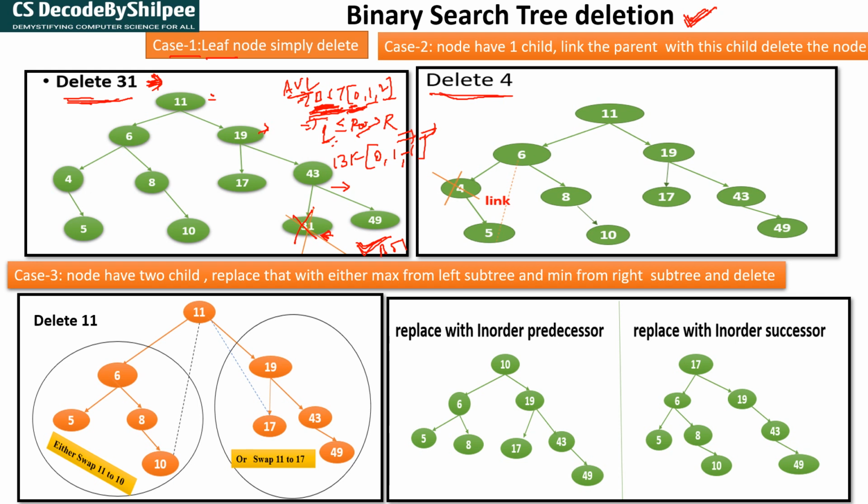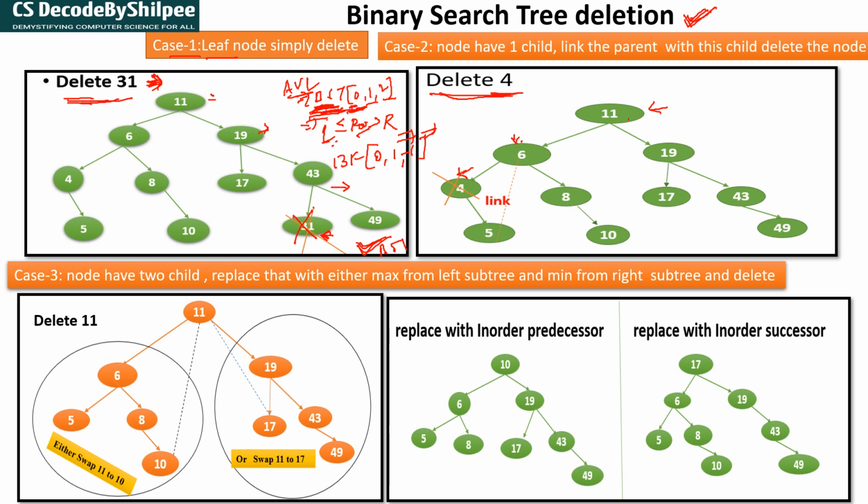So first I will check where the 4 is. I will start from the root node. Is 4 less than 11 or greater than? It is less than, so I will go to the left part. I will check here whether 4 is less than 6 or greater than. 4 is less than 6, so I will go to the left and I will see that 4 is in the left part. So I reach the 4. Now I am going to perform deletion.